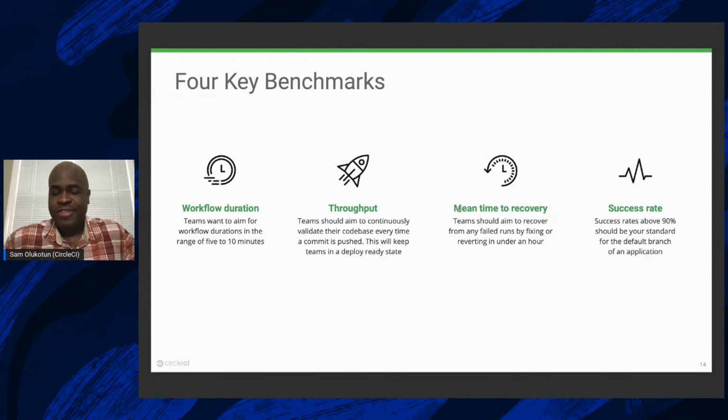Mean time to recovery is the time it takes from when you get a failing build or when you introduce an error into the pipeline to when that error is corrected or when that build is restored to a successful green state. We like to say that for teams, you want to aim to recover from any failed runs by fixing your builds or reverting to your last known good state within an hour. And finally, success rate simply means how often a build you push succeeds without failing. The benchmark is that success rates above 90% should be your standard for the default branch of your application.